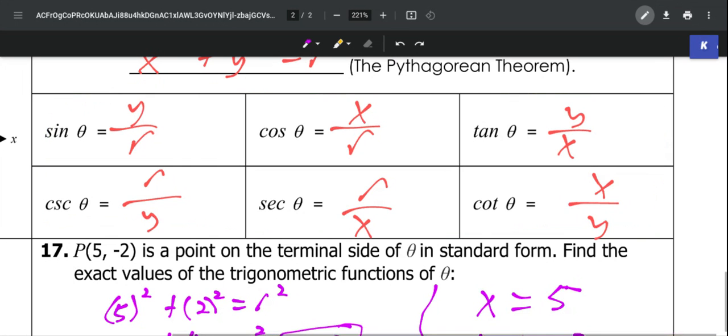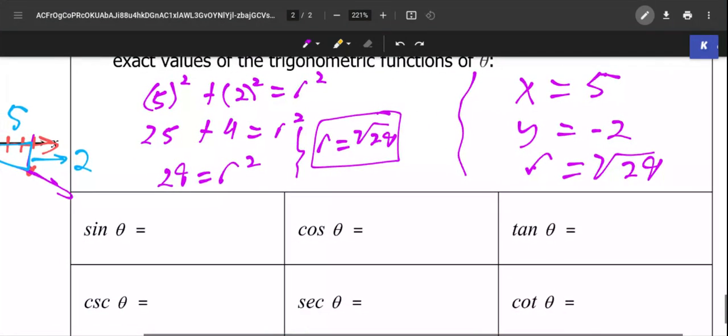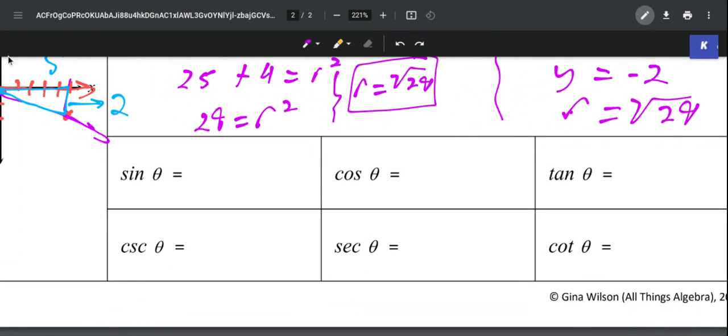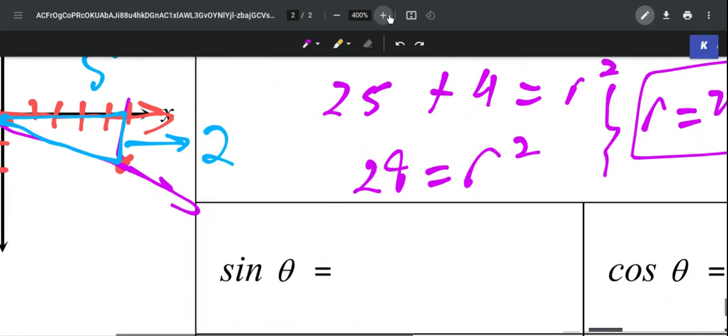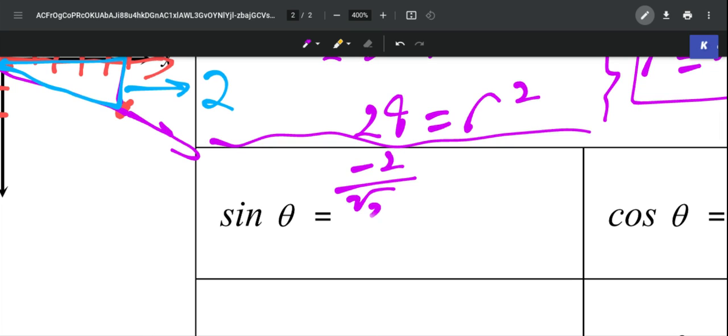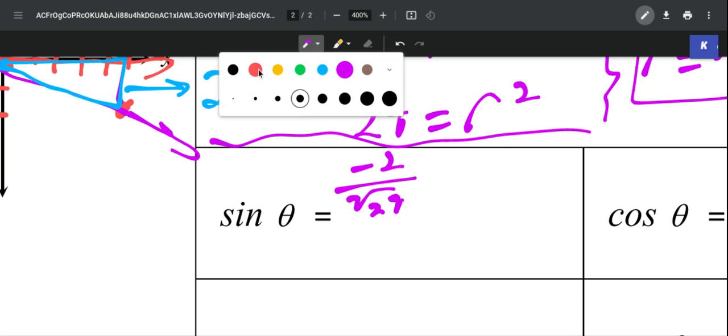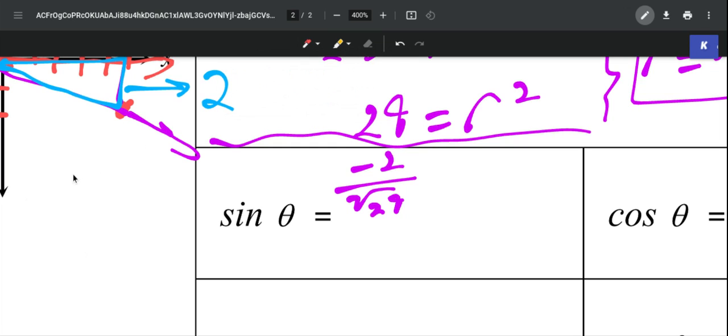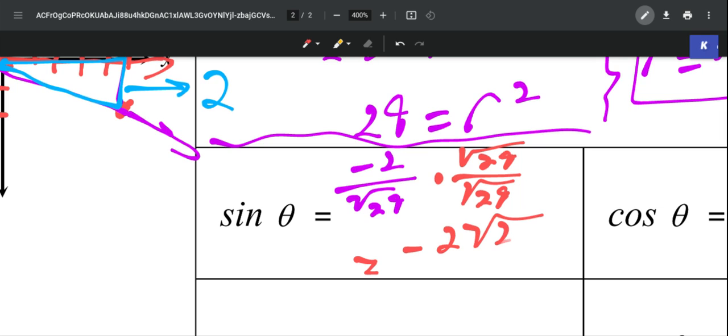The first one, for sine, is going to be y over r. So y over r is going to be -2 over the square root of 29. The only problem with that is we can't leave the square root of 29 on the bottom, so we have to rationalize this by multiplying the square root of 29 on the top and bottom. So we'll end up with -2 square root of 29 over 29.